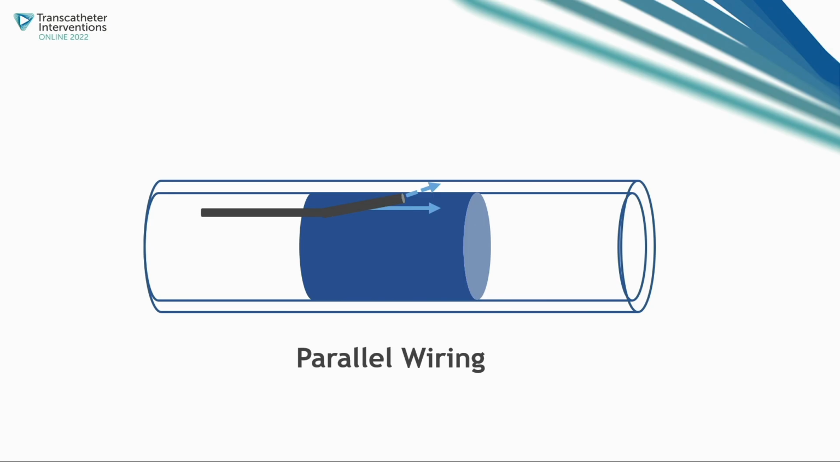A further development of parallel wiring is using IVUS. So what you do is, if your first wire goes into the subintimal space, you track the IVUS on the first wire, you then come parallel with a microcatheter and a second wire, and you use the IVUS to let you see where you are with your second wire. So can I have the next slide, please?